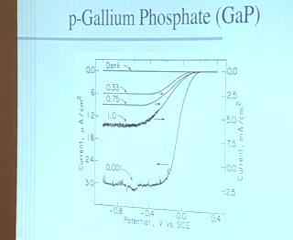And then as you turn on the light at higher and higher intensities, you see generation of hydrogen. And again, about 300 millivolts of band bending is needed for efficient electron-hole separation.